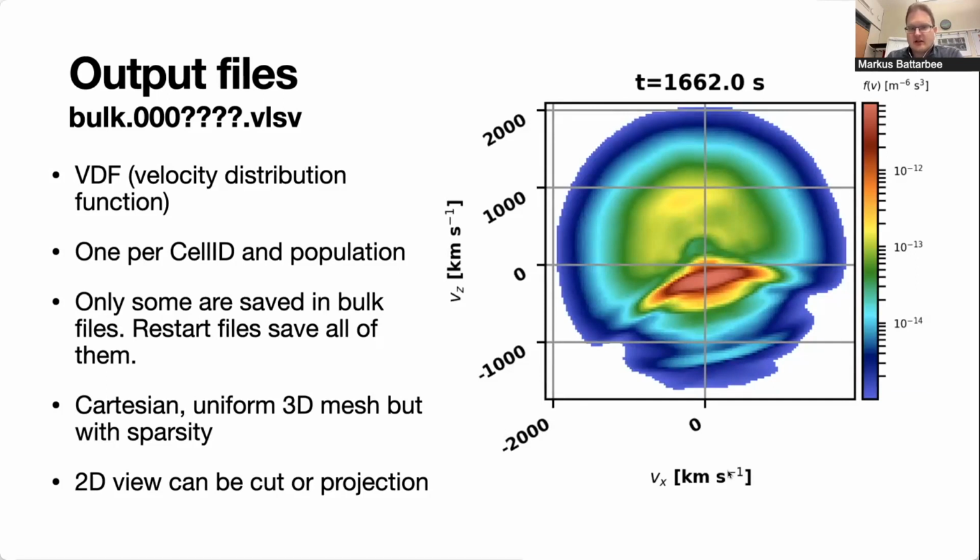And this is a Cartesian uniform 3D mesh, but with sparsity. So the maximum extent is defined in the configuration file, and you can set the sparsity threshold, and anything that is above the sparsity threshold will be included and everything else excluded.